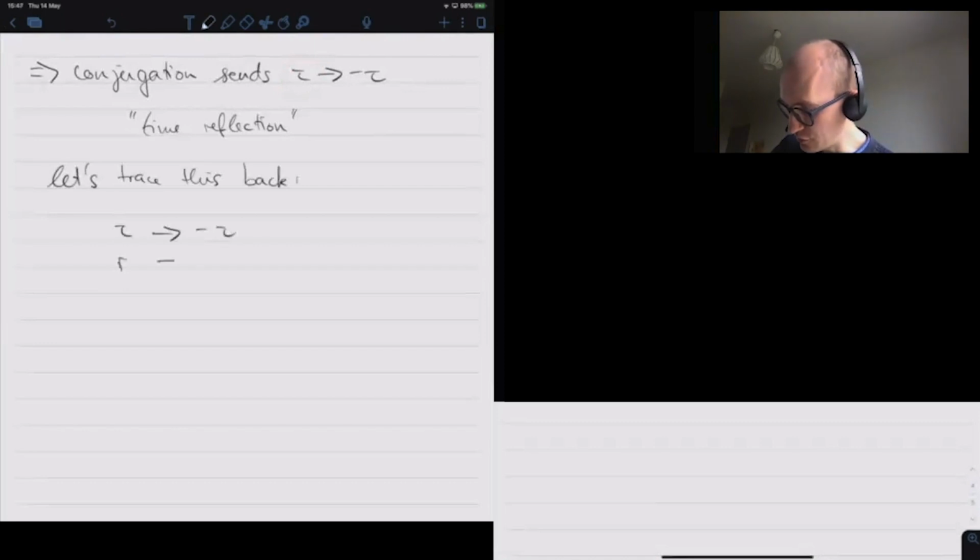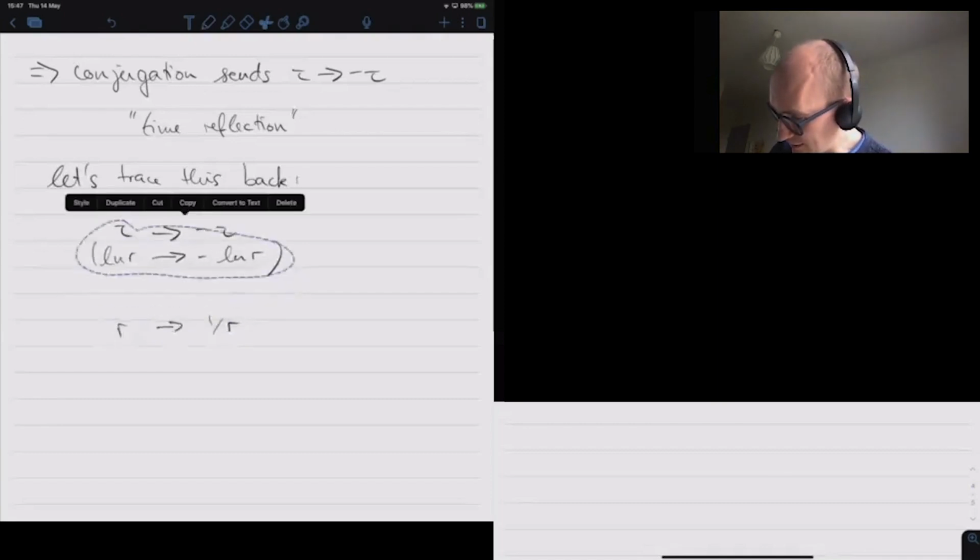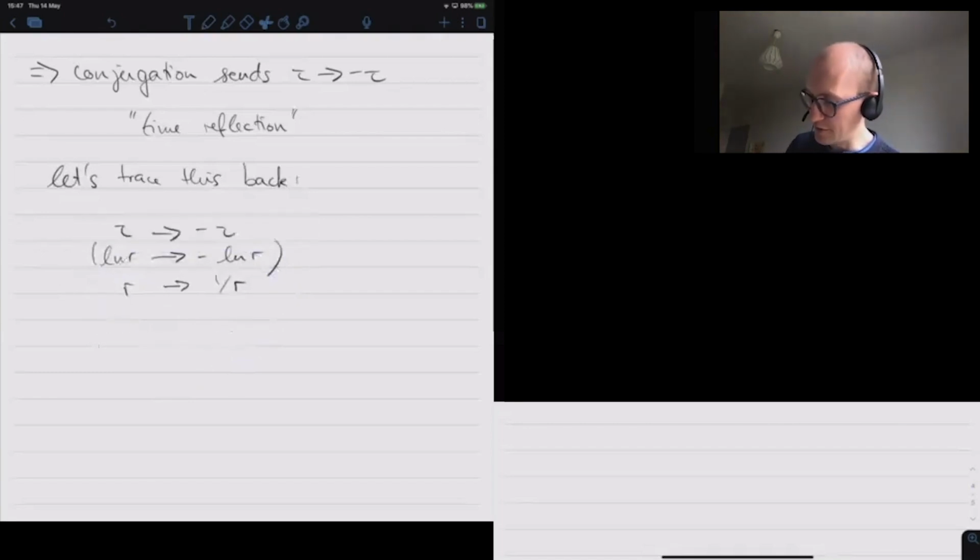And this means that R has to go to 1 over R, right? Because log R goes to minus log R, so log 1 over R. Okay, so tau goes to minus tau means log R goes to minus log R, so R has to go to 1 over R. And if you think back to what R is in terms of the coordinates on the plane, this means that x^i goes to the inversion x^i over x squared. That's the same as R goes to 1 over R.